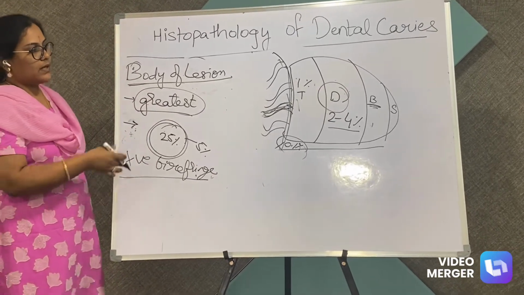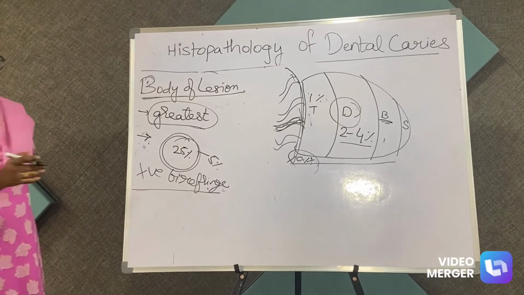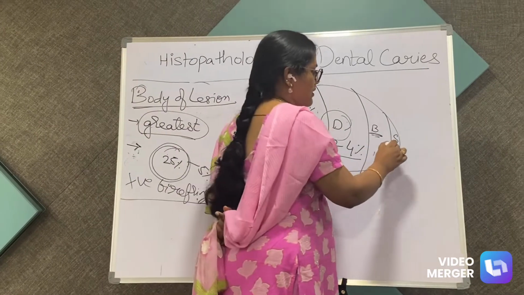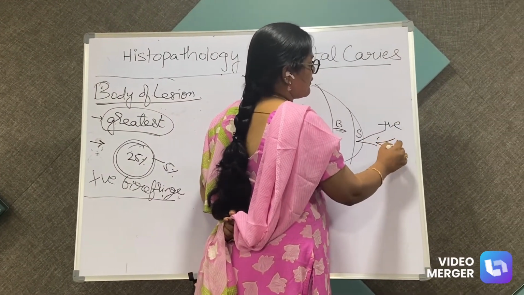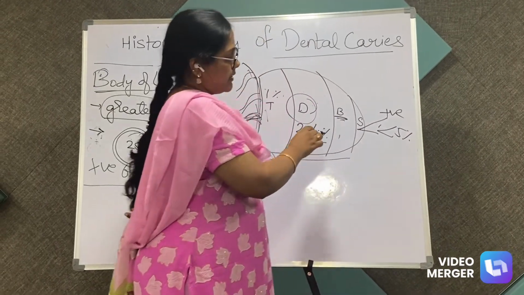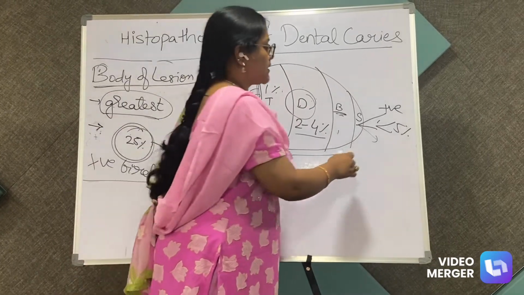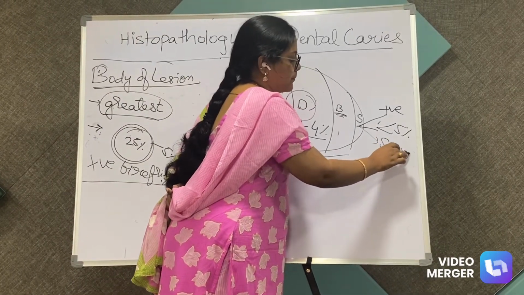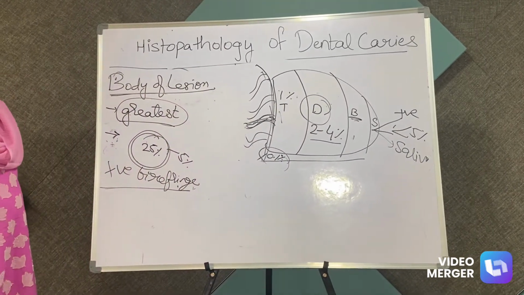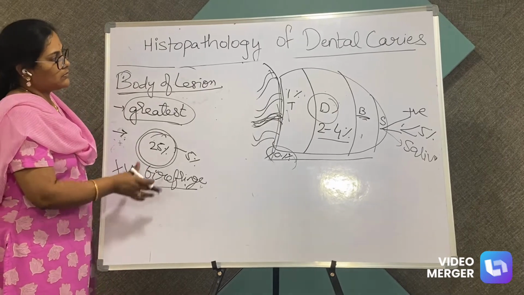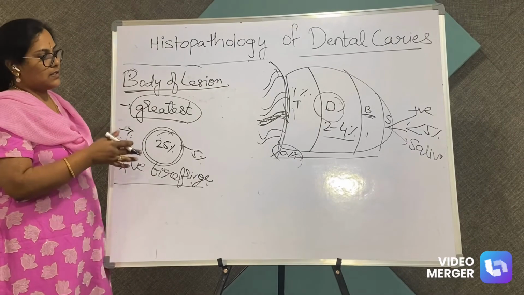Now let's talk about the surface zone. This is a superficial zone and also a positive zone, and here the pore content is less than 5%. The mineral content is comparatively high because of the salivary source of minerals and remineralization happening. So this is about the histopathology of the early and advanced carious lesions of enamel.